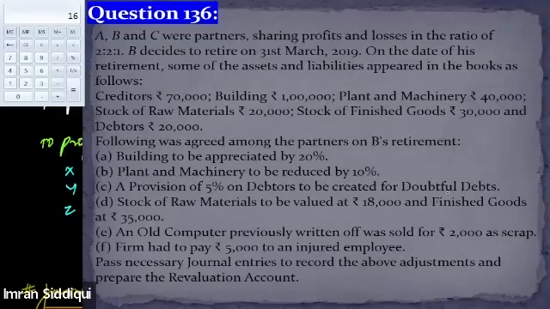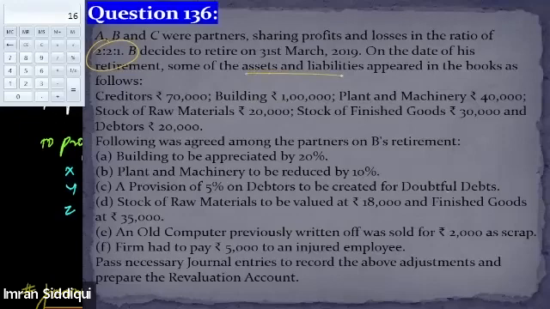Question 136. Read the question carefully, solve it. Let me know the answer. Let me just read this for you. A, B, and C are partners. Their old PSR is 2:1.